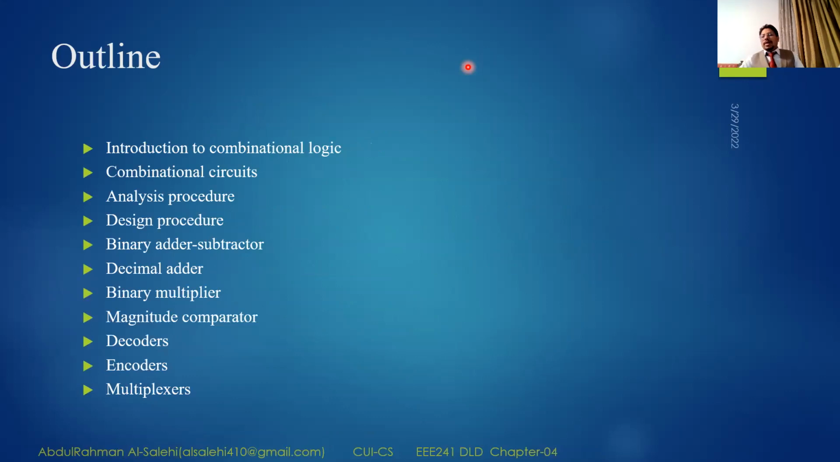Today, let's come to our lecture. In our lecture, we will talk about the combinational gates, and what I mean by combinational gates, then we come to the combinational circuits. We will go through their analysis, their design procedures, and binary adders and subtractors. We will try to cover as much as we can from this chapter. I hope that if we cover half of the agenda or outlines here, it will be more than enough for today.